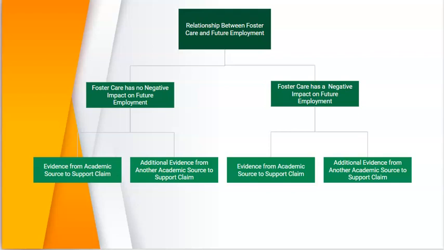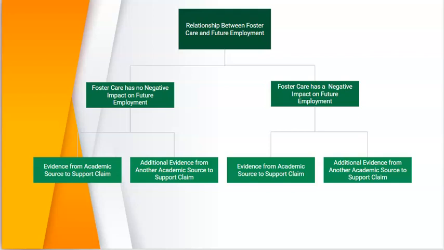And then from there, I can start to draw evidence from my academic sources, going back to my annotated bibliography, and looking at some evidence that can support my claim that foster care has no negative impact on future employment, and then also find additional evidence from another academic source to support that claim. This will help me to establish a very clear and well articulated perspective that foster care has no negative impact on future employment. So I'm identifying evidence and putting it in relationship with that claim. Remember, we need claims, we need evidence, and then we'll need reasoning for why that evidence is good evidence.